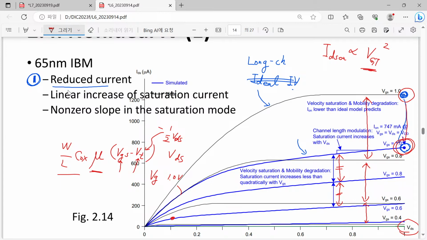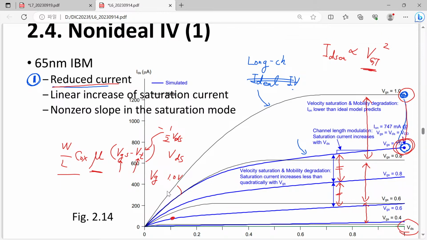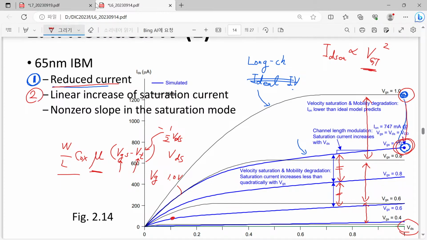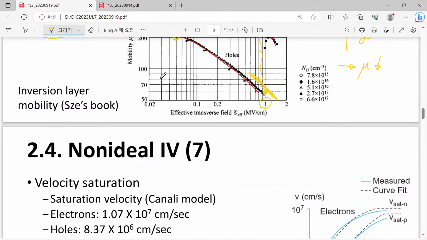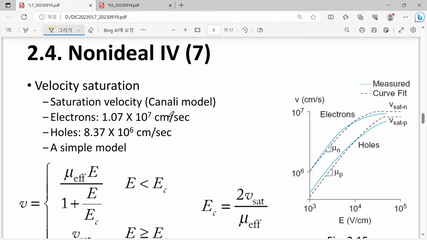This cannot be simply explained by this mobility reduction. Of course, overall, the reduced value of your drain current can be affected by mobility. However, that does not explain everything. So we have to consider the linear increase of saturation current. Today we will talk about this second issue. This second issue originates from the phenomenon called velocity saturation.